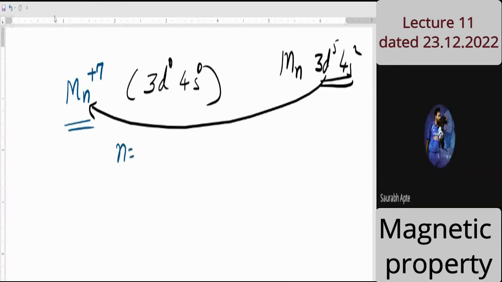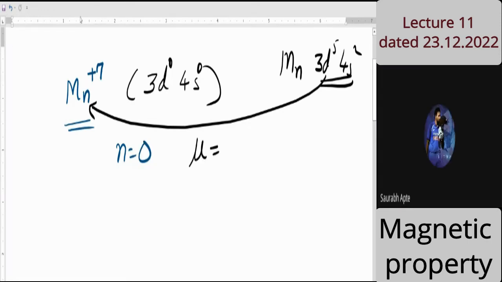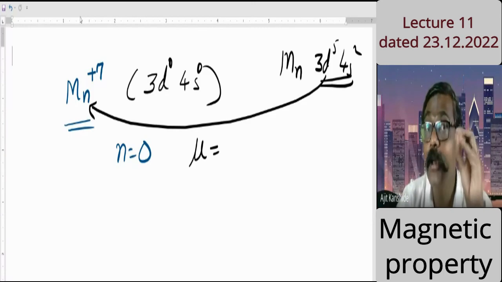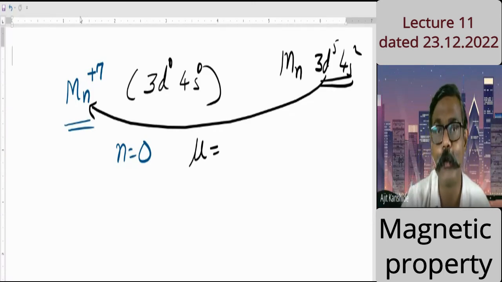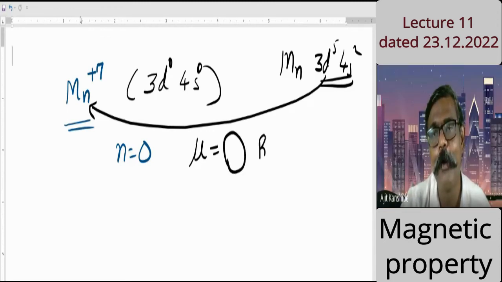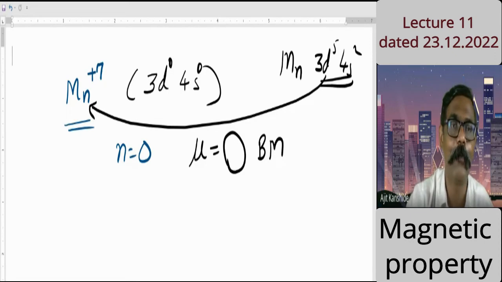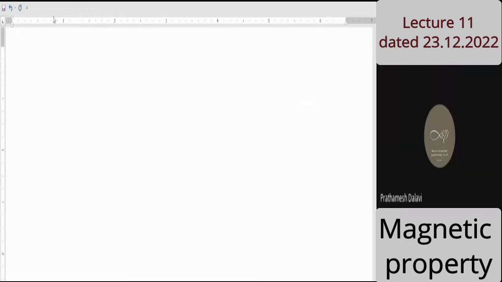Zero. What will be the magnetic moment? Diamagnetic. Diamagnetic, paramagnetic is a qualitative answer. I want a quantitative answer here. Mu is equal to zero Bohr magneton, absolutely right. It will be diamagnetic in nature.